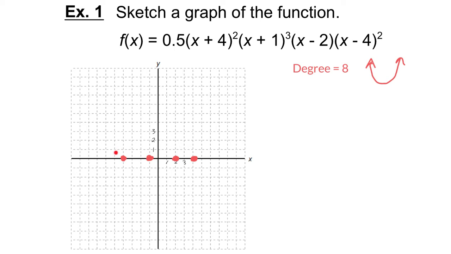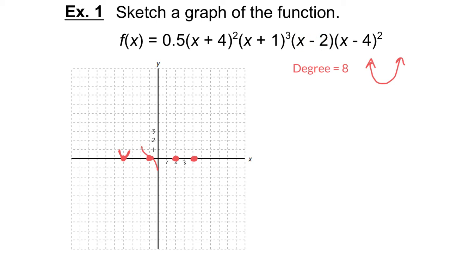Now I'm going to look at how the function behaves at the x-intercepts themselves. So my first x-intercept belongs to this factor in my equation. It has an exponent of 2. So if you look at that chart that I went through before, it's going to behave kind of like a parabola at that x-intercept. My next one, x plus 1 with an exponent of 3. Well, that means there's going to be a little bit of a twist at that x-intercept, but it's going to go off in opposite directions.